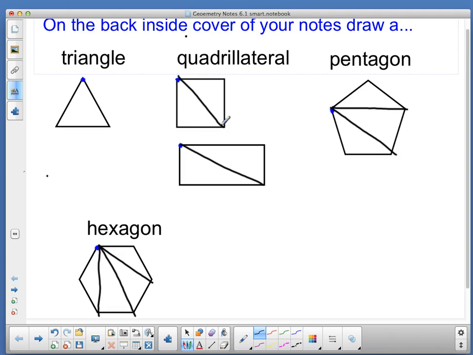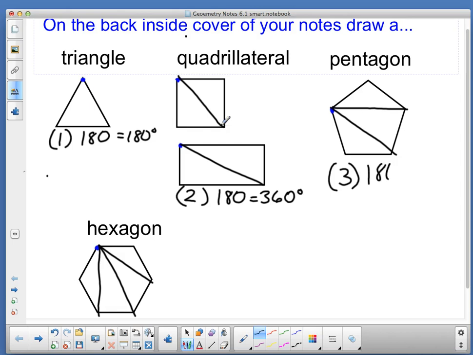That might be a trick question. Do you see one triangle? So I got one triangle, 180 degrees. Okay. In the quadrilateral, I've got 2 triangles, 360 degrees. In the pentagon, I have 3 triangles times 180. Are you okay with 540 degrees?